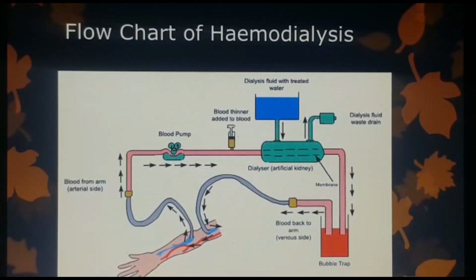Dialysis machines are very similar to the function of the kidney. But what is the disadvantage? The disadvantage here is that there is no reabsorption taking place, which is a very important part of urine formation. This happens only in the kidney. In artificial dialysis, this does not happen.